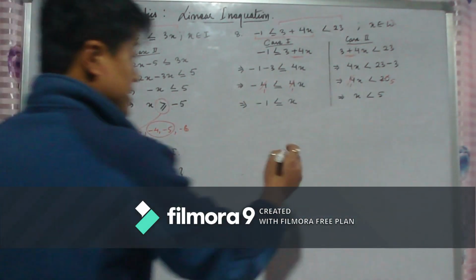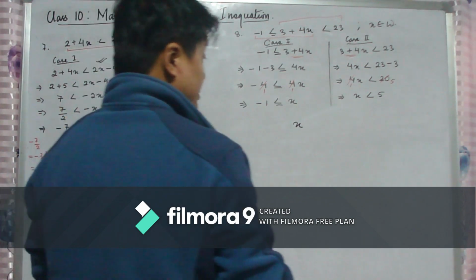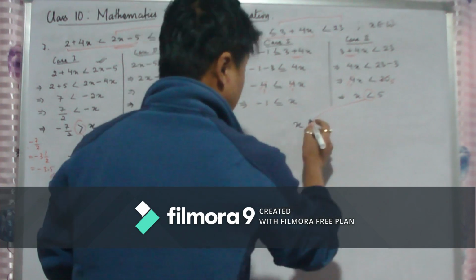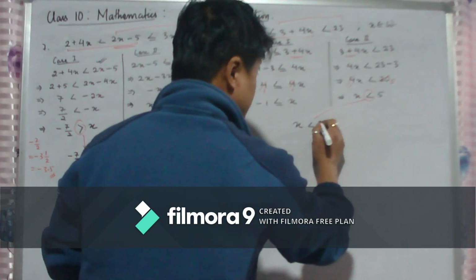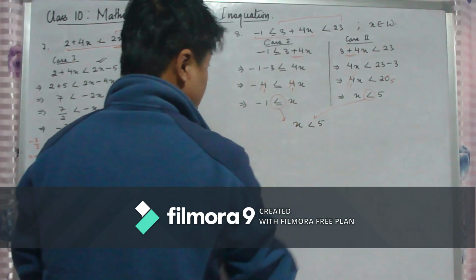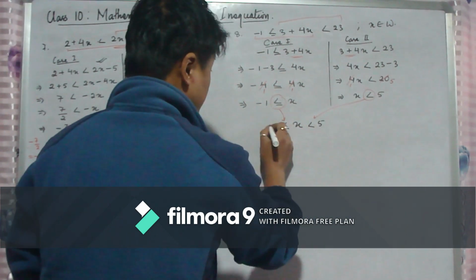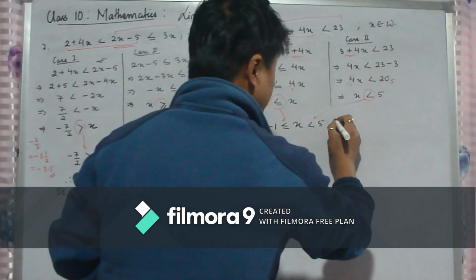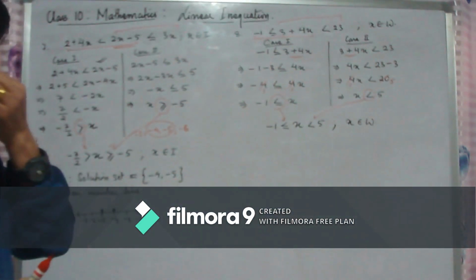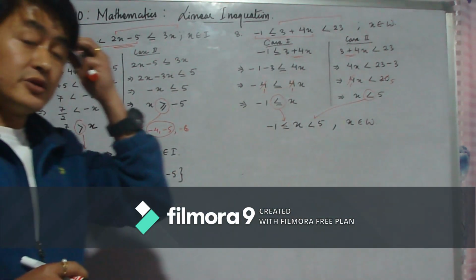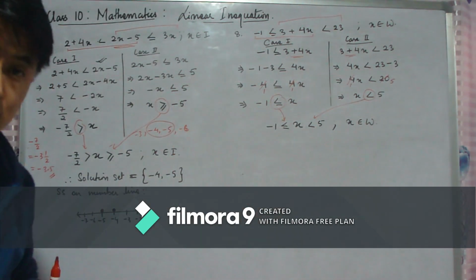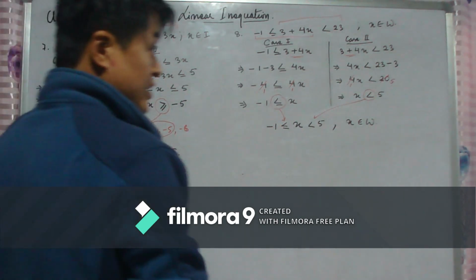Now here again we will write x. So here the sign will come, x is less than 5. And here this sign will come this side, which will be greater than or equal to minus 1. Okay, and here x belongs to W, which is a whole number. What are the whole numbers? Numbers which start from 0, 0, 1, 2, 3, 4, 5, 6, 7, 8 without the fractional numbers are the whole numbers. We have already defined that.